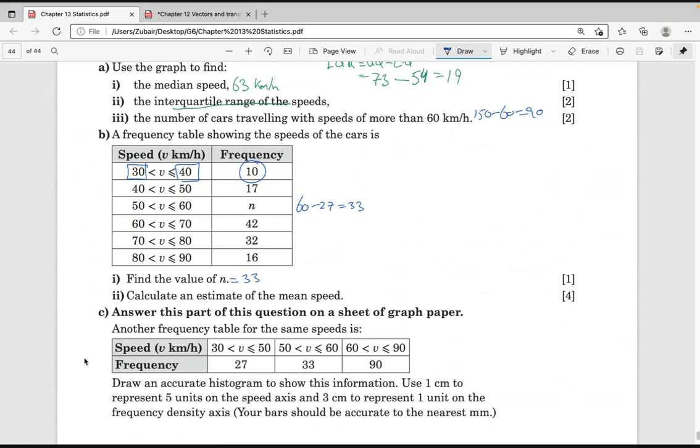53. Okay. Calculate an estimate of the mean speed. Okay, let's do it and we'll compare our answers. I'll give you a start and then you do it on your own. Mean is summation fx over summation f. Just dictate the first value. 10 times 35? Very good. Now you can continue. Is it clear why we are using 35? Yes, sir, because it's the limited value.